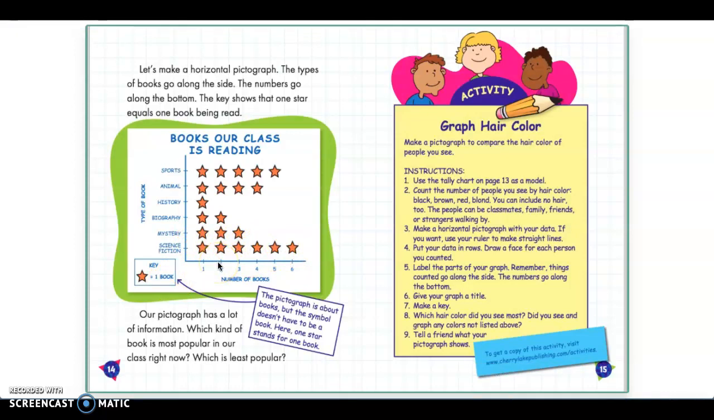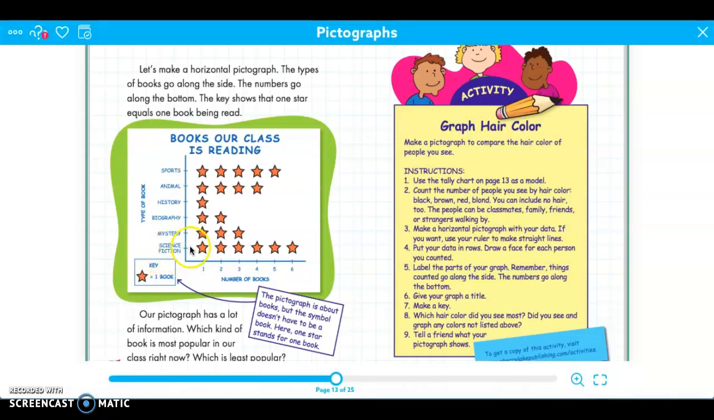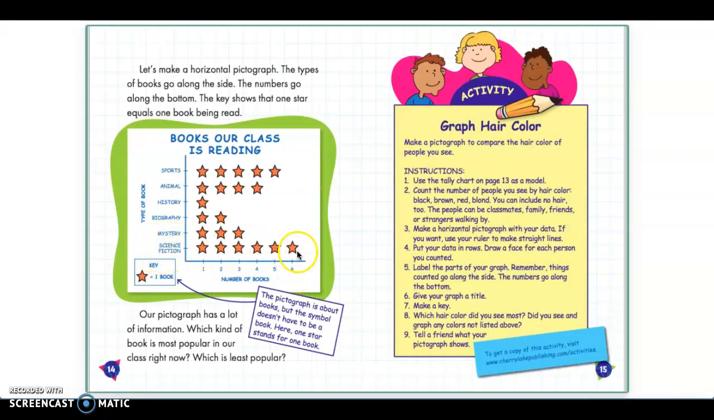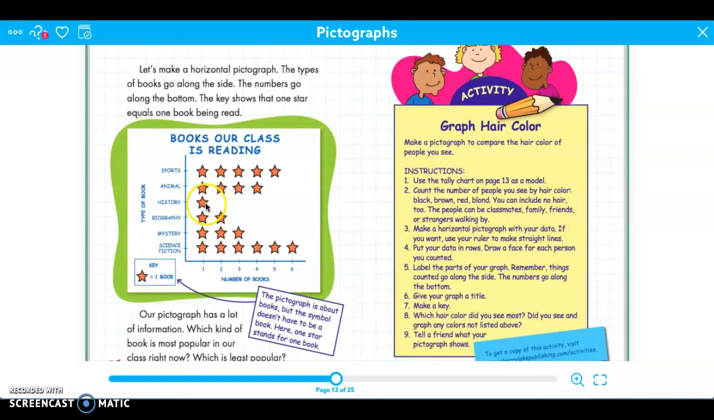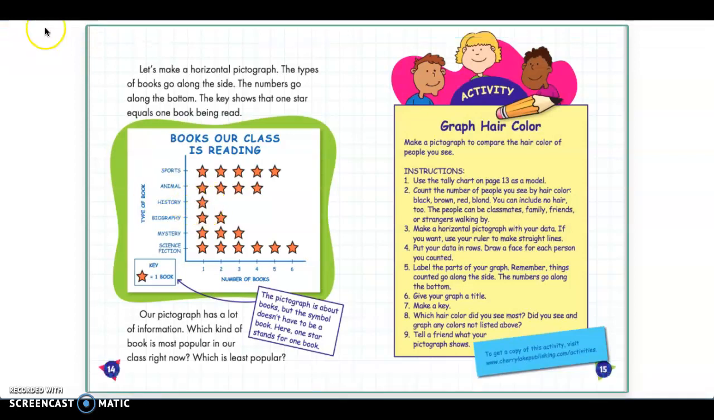Can you look to see which was voted for the most? Yes, this one, science fiction, was voted for the most. It has 6 stars, 6 votes. Which one is voted the least? History was voted the least. It only had 1 vote.